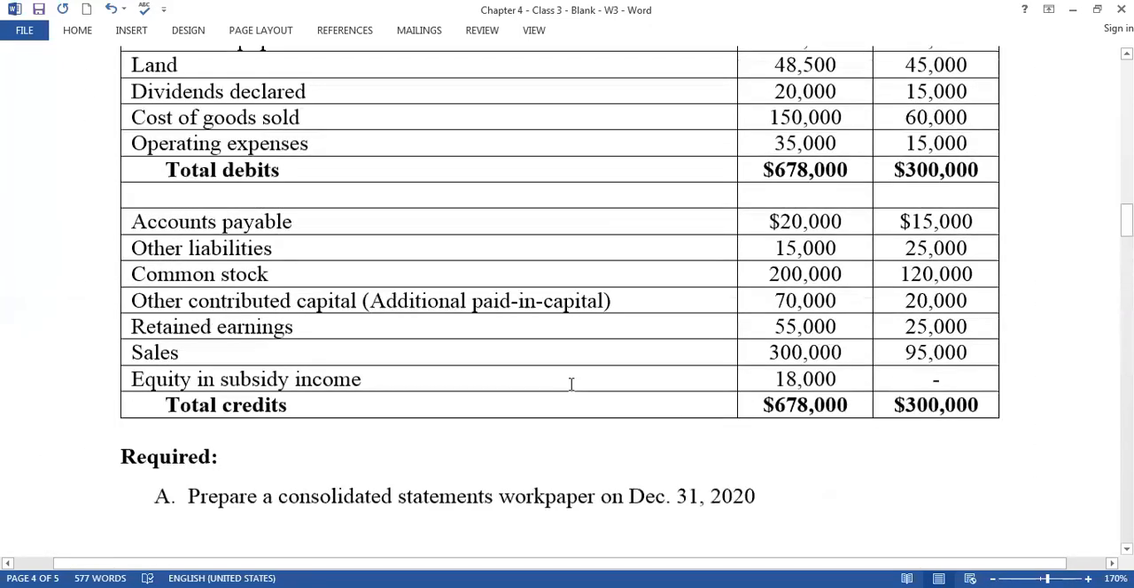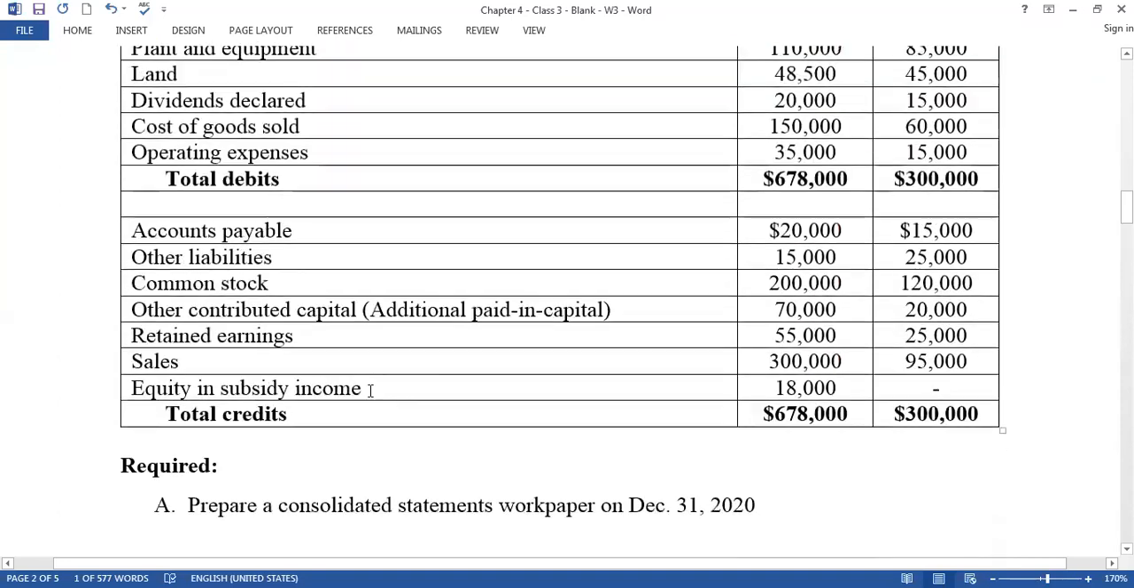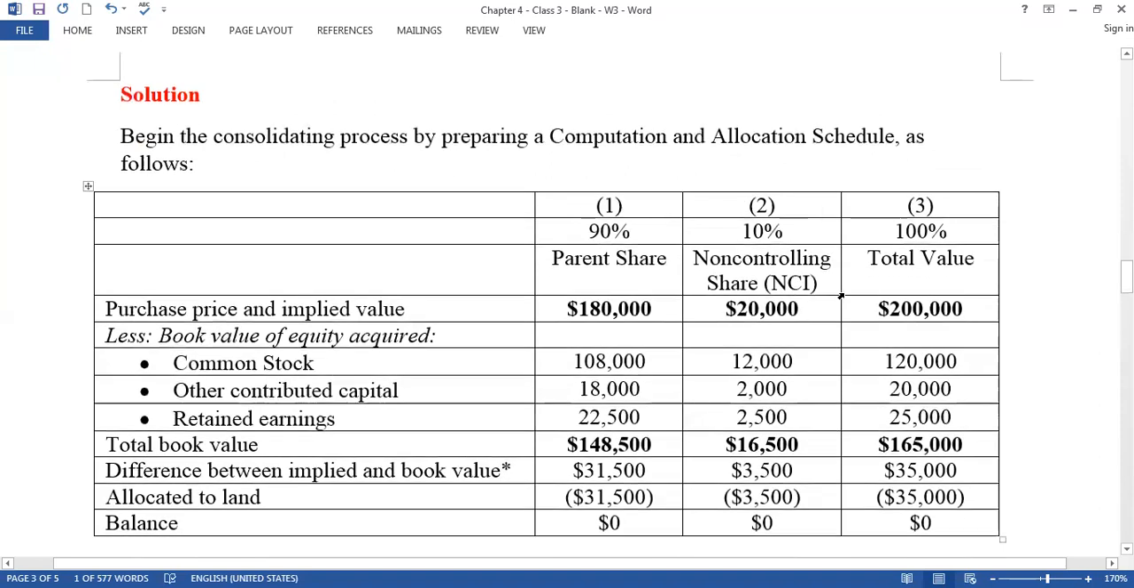But according to the question, we already have 10% NCI. It means that we only acquired 90%, and the remaining 10% is for NCI. So we have to prepare a schedule for NCI. That means some part goes to the parent company, some part goes to the non-controlling interest. So this is the NCI. Here you should remember that this is the two parts of the CAD schedule. I told you that we have to prepare the CAD schedule.